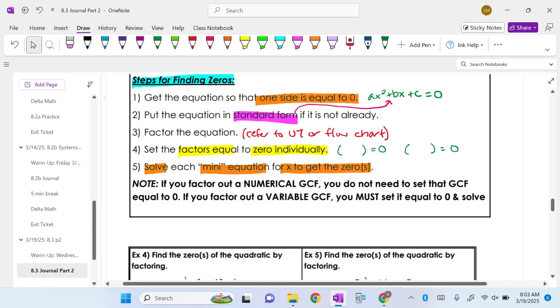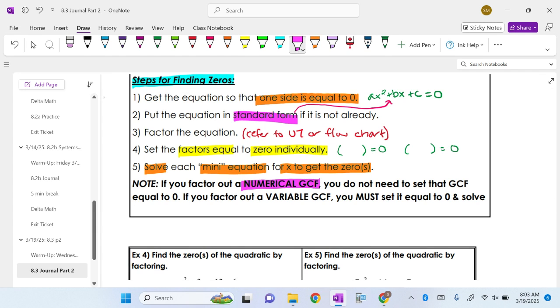If you factor out a numerical GCF, remember, you always look for a GCF first. If you factor out that numerical GCF, you do not need to set that GCF equal to 0. It kind of goes away. But if you factor out a variable GCF, meaning like if you factored out an x, you must set it equal to 0 and solve.